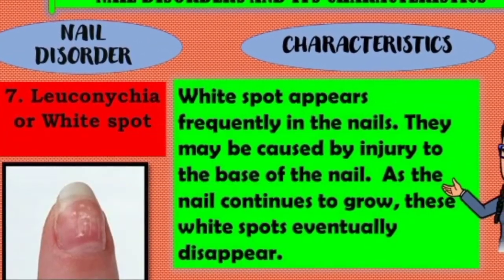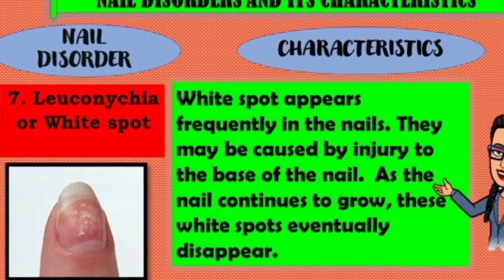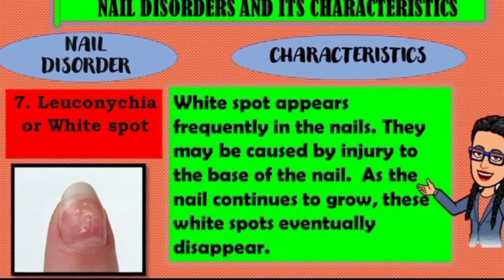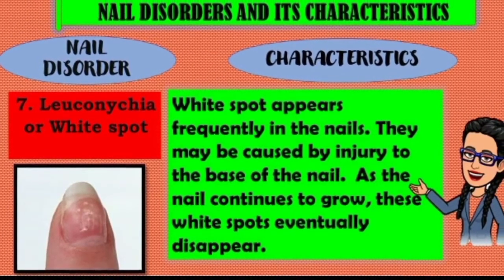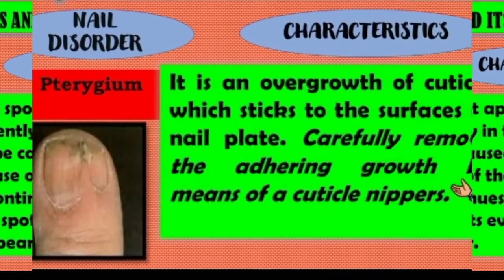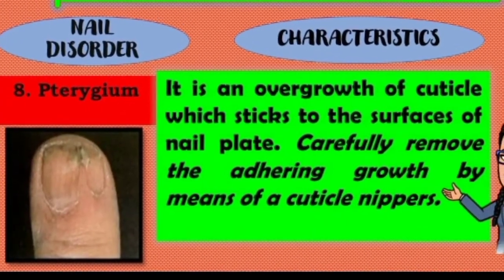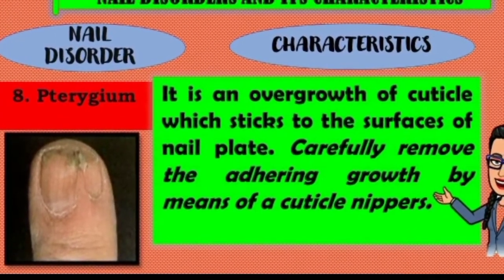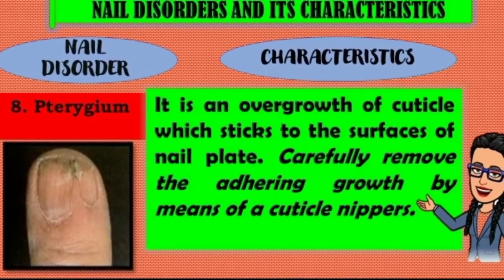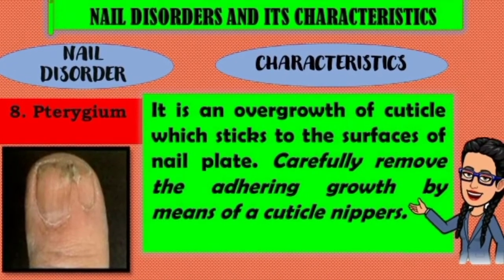Leukonychia or white spot. White spots appear frequently in the nails. They may be caused by injury to the base of the nail. As the nail continues to grow, these white spots eventually disappear. Pterygium. It is an overgrowth of cuticle which sticks to the surface of the nail plate. Carefully remove the adhering growth by means of cuticle nippers.